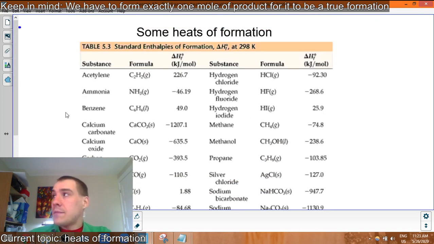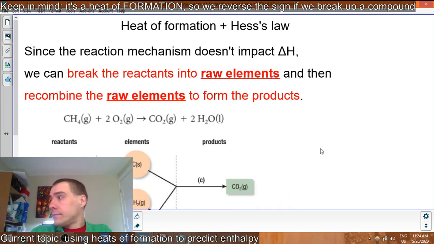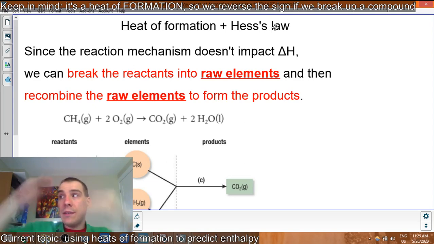So let's just jump into the practice problems with heats of formation. We're going to talk about using a heat of formation to predict an enthalpy of reaction. Here's the beauty of heats of formation: we can use them to predict a delta H. Remember, Hess's law says that the mechanism doesn't impact delta H. It doesn't matter what kind of steps you go through as long as the starting and the ending products are the same.